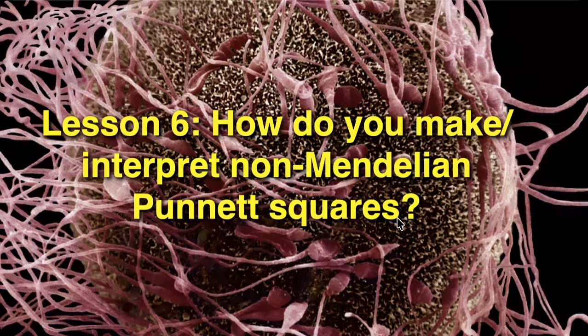Today we are going over lesson 6, which is how do you make and interpret non-Mendelian Punnett squares. So we've talked about genetic disorders. Those Punnett squares were exactly the same. These ones, though, are different.